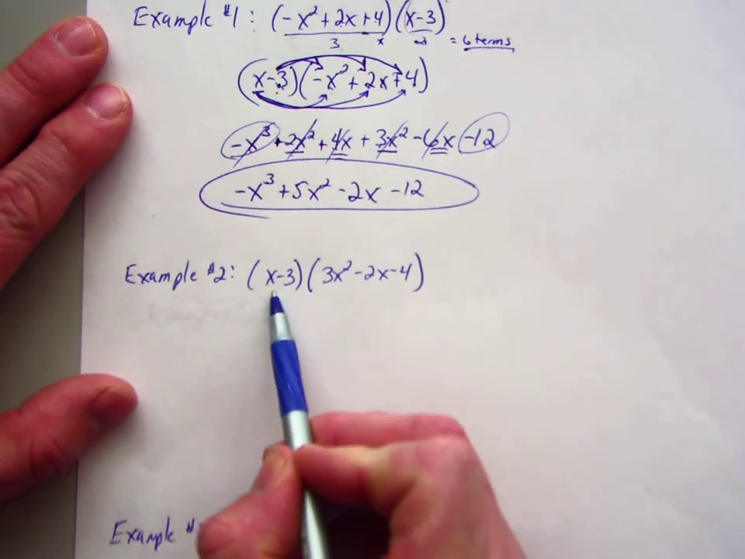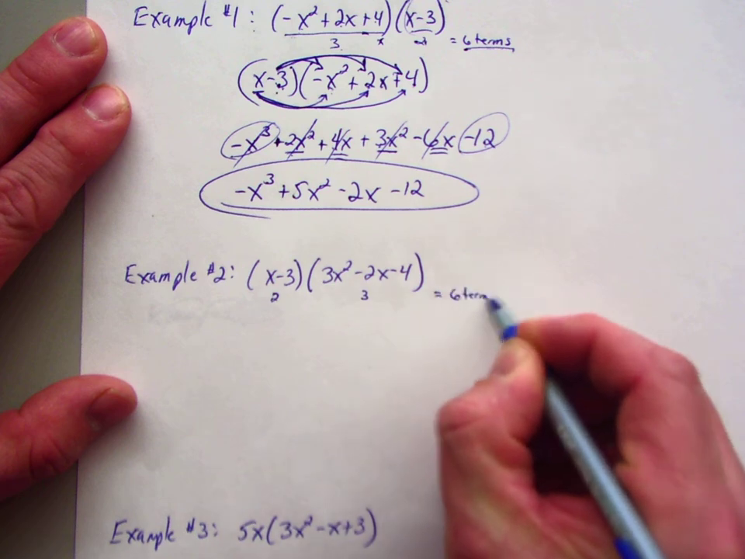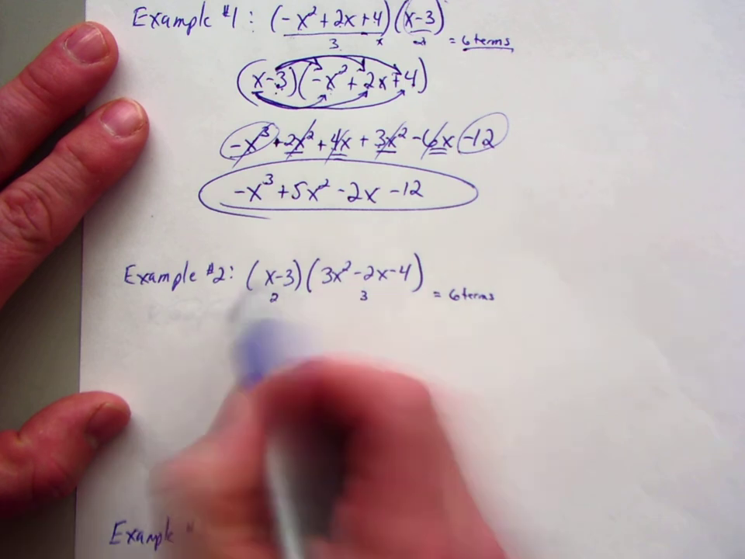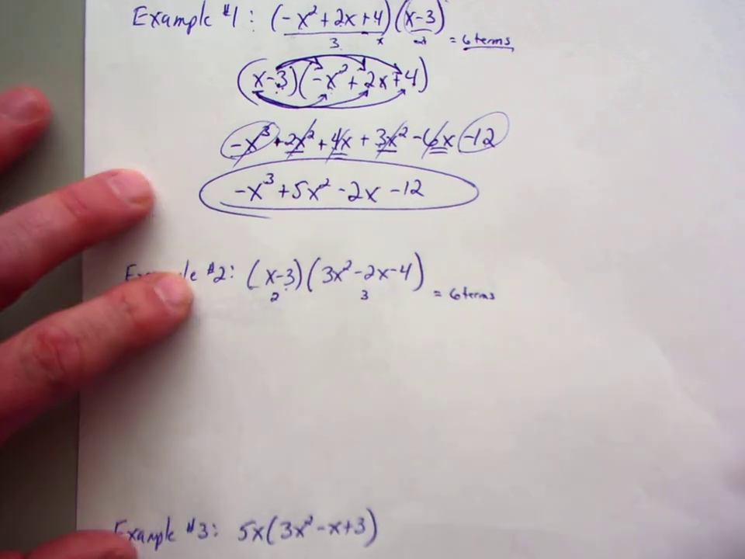Here I have 2 terms and 3 terms, so I should get a total of 6 terms. It's very similar to the last one. In other words, I'm being nice to you right now because I put this right in front. So again, we just do the same steps.